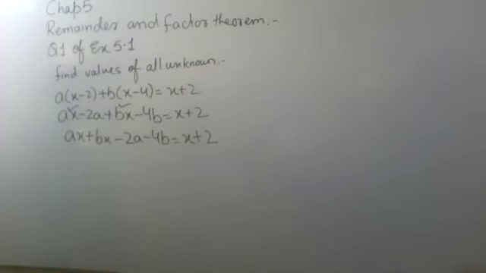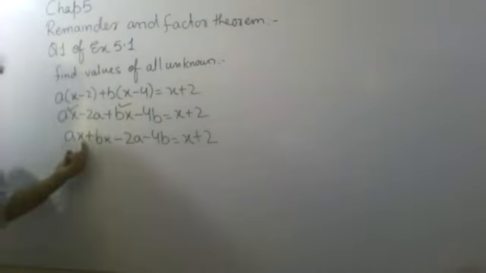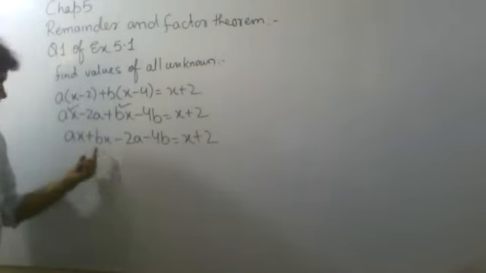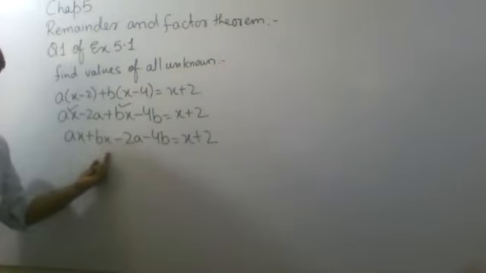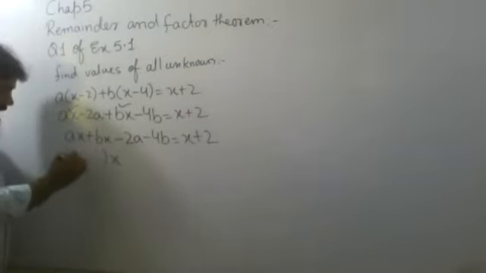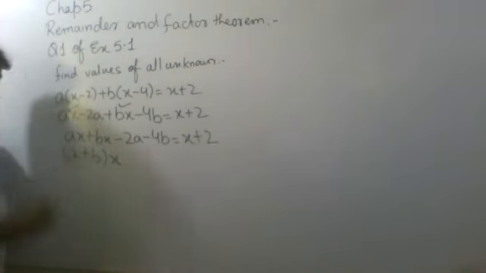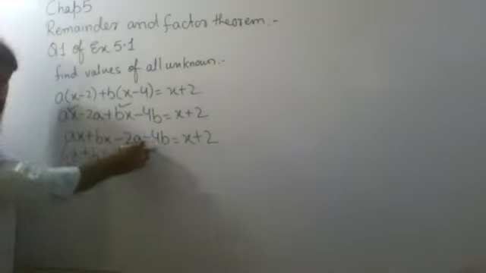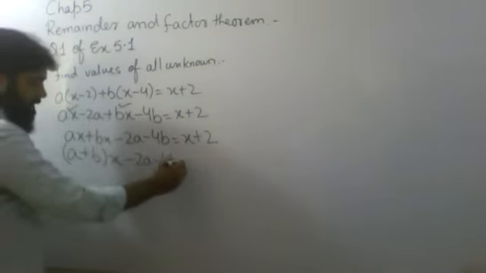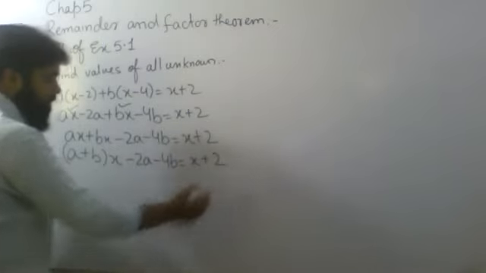Okay. Now, what is the next simplification I can do over here? I can see in these two, x is common. X is over here also, x is over here also. So I am taking x as common. So what will remain? A plus b. Over here, I can't take anything common. No variable of x is written over here. So minus 2a minus 4b equals to x plus 2.